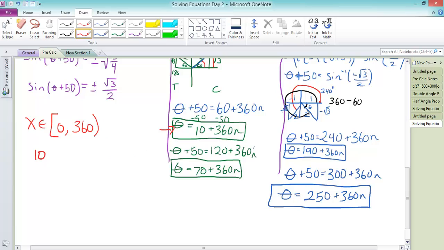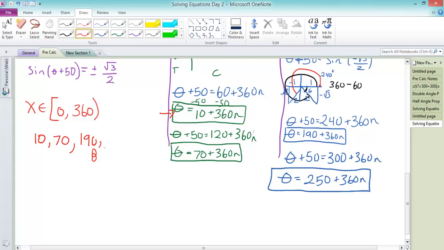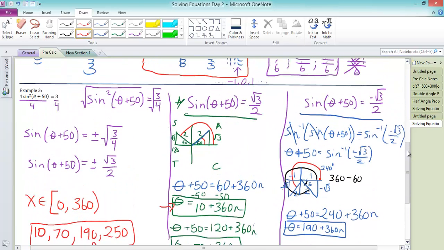Now I go to this next one. If I plug in 0, it returns 70. If I plug in 1, it returns something bigger than 360, so I'm not going to write it. Now I go over here, same song and dance. I can plug in 0, but not 1. It returns 190. And right down here, if I plug in 0, I get 250. So these are the four values of x that make this statement up here true.